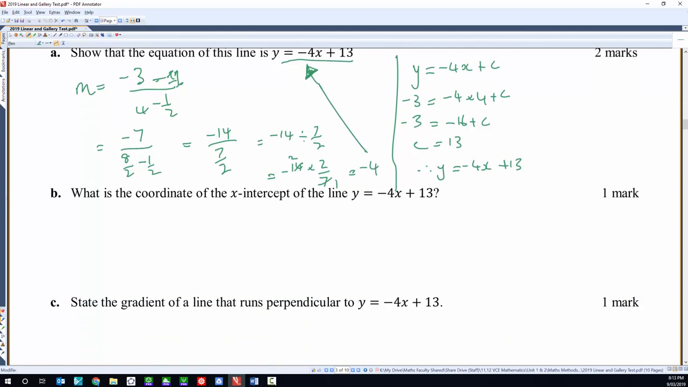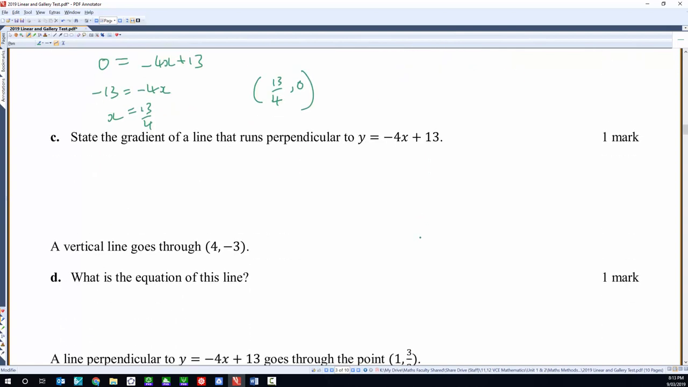Okay, coordinate of the x-intercept. So note that we're after the coordinate, so this needs to be written as an ordered pair. The x-intercept occurs when y is equal to 0. Negative 13 equals negative 4x. X equals 13 on 4. So 13 on 4, 0. Many of you forgot to write that as a coordinate and as a consequence got no marks for that.